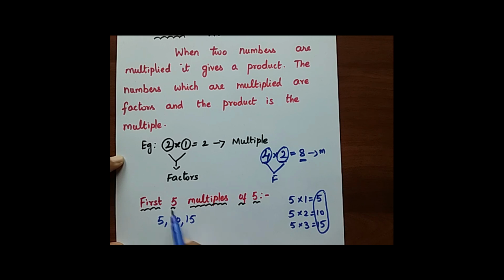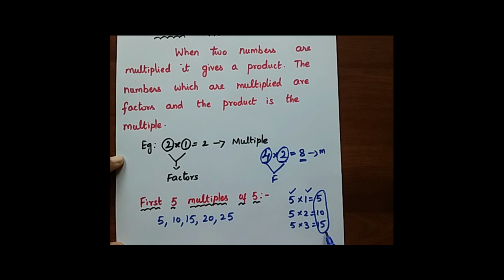They have asked for the first 5 multiples, so I have started from 5: 5, 10, 15, 20 and 25 are the first 5 multiples of 5. Okay, and what are the factors? These two are the factors of 5: 5 into 1 time is 5. So 5 and 1 are the factors.